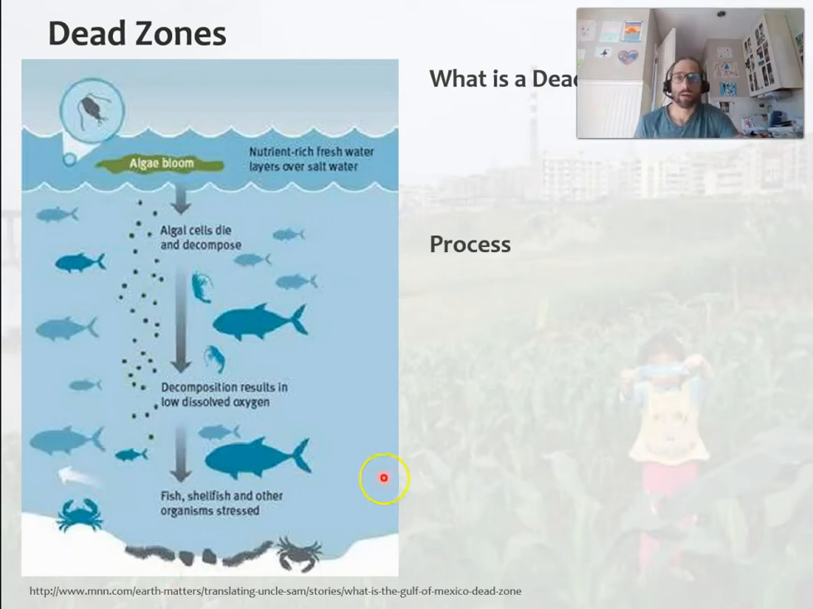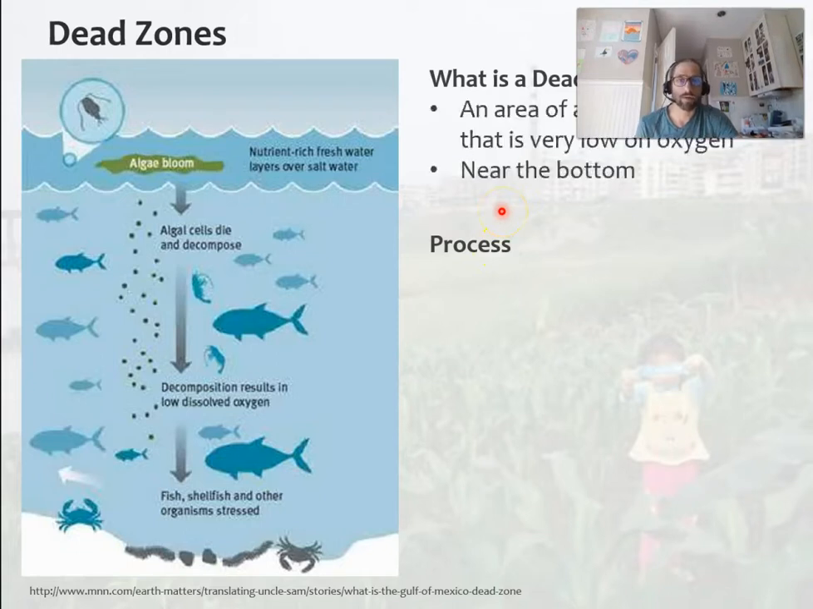Which then can lead to other things. One of the big ones is a dead zone, and as detailed in the videos and readings, a dead zone is an area of water that's very low in oxygen. It's what's called anoxic conditions, and it ends up near the bottom. Here's a little illustration of it, and I'll explain the process.